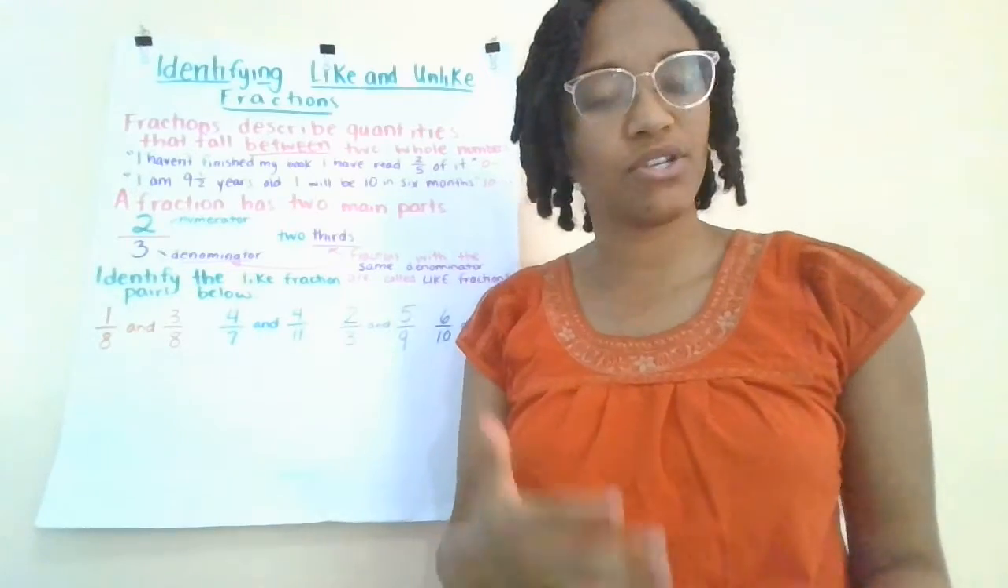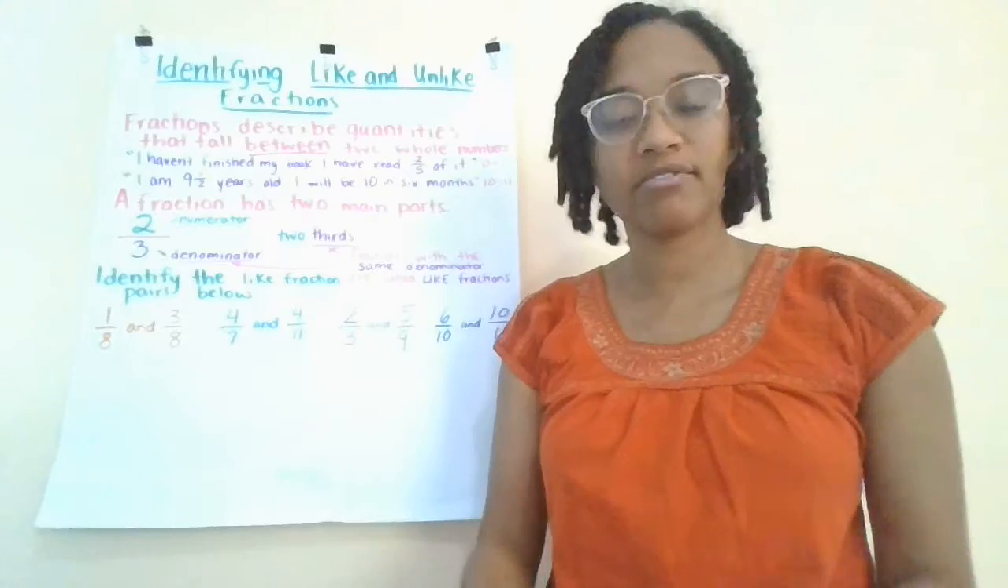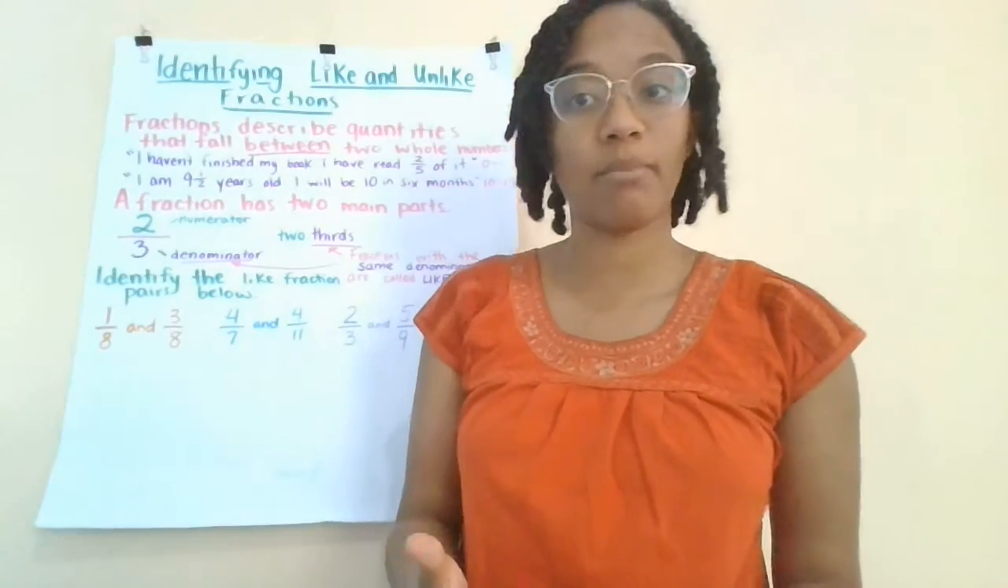Well, what are whole numbers? Those are the ones we're used to counting with. 1, 2, 3, 4, 5, even 0. If they fall between two of those numbers, we're talking about a fraction.